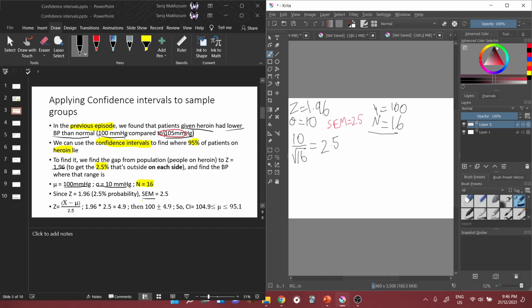Now that we have the standard error of the mean, we take that and multiply it by the z-value that we got from the table. So the z-value is 1.96, and we multiply that by 2.5. 1.96 times 2.5 is 4.9. And so 4.9 is the distance from the mean, which is 100.